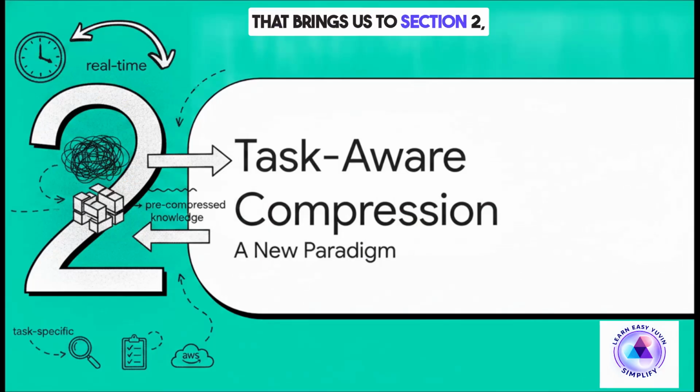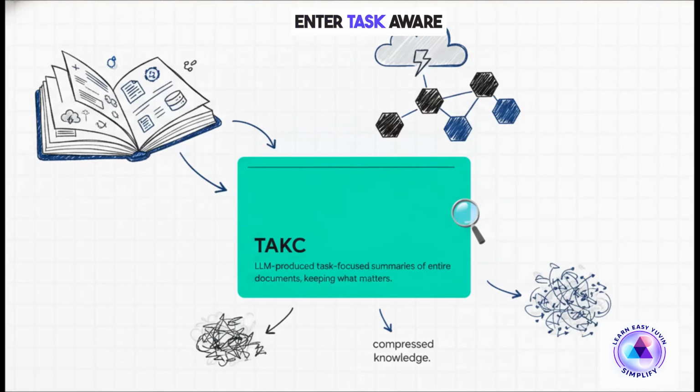That brings us to Section 2, Task-Aware Compression, which is a completely new paradigm. Enter Task-Aware Knowledge Compression, or TAKC for short. The brilliant part here is that instead of searching raw documents at query time, TAKC uses a large language model to produce much shorter, highly task-focused summaries of your entire documents completely offline.